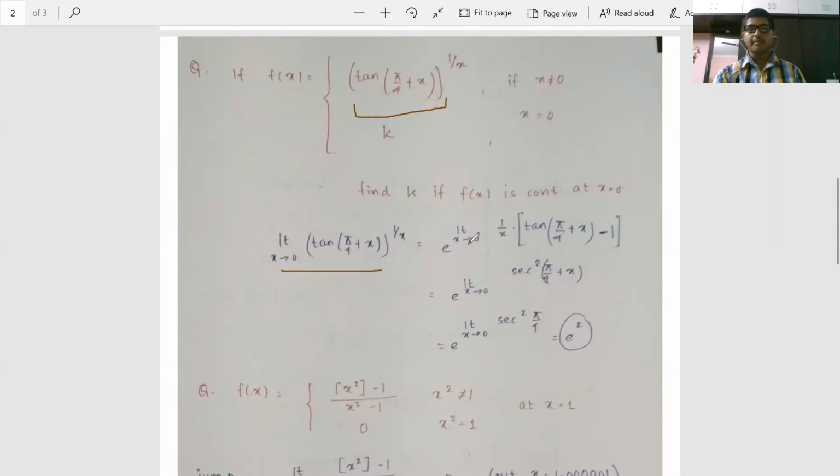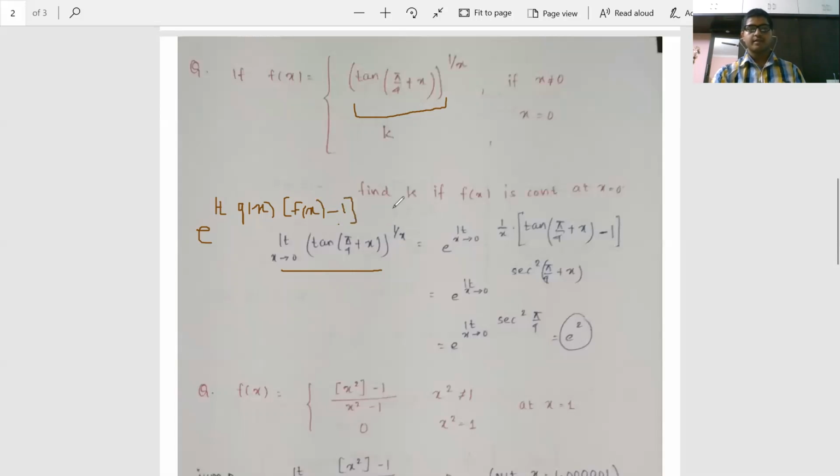We can do it as e to the power limit x tends to 0 of (1/x)(tan(π/4 + x) − 1). Why? Because this is of the format 1 to the power infinity. Let's say this is f(x) and this is g(x). Let me remind you the concept. How to solve f(x) to the power g(x) when g(x) is tending to infinity and f(x) is tending to 1? We do e to the power limit of g(x) into (f(x) − 1), if you remember correctly.